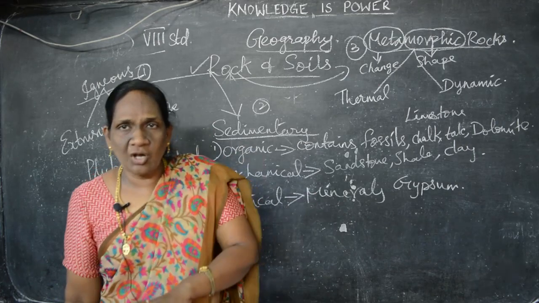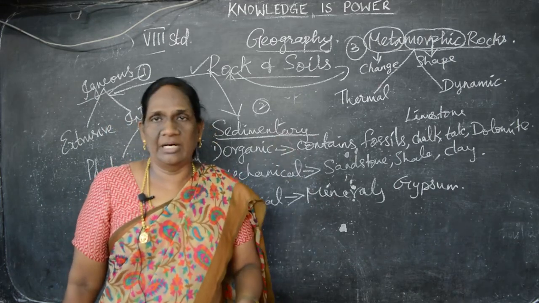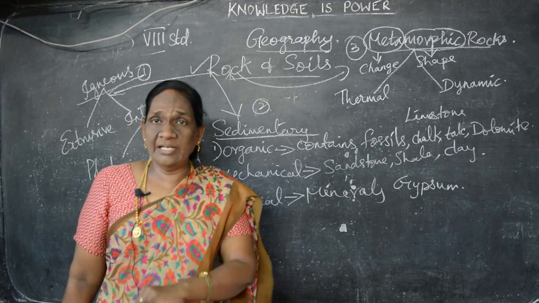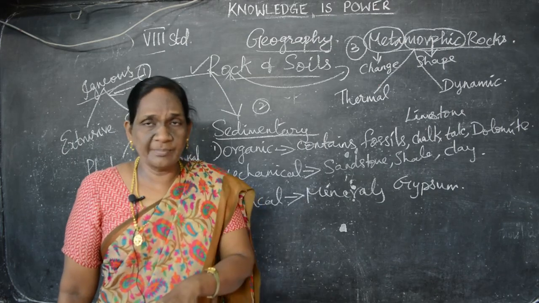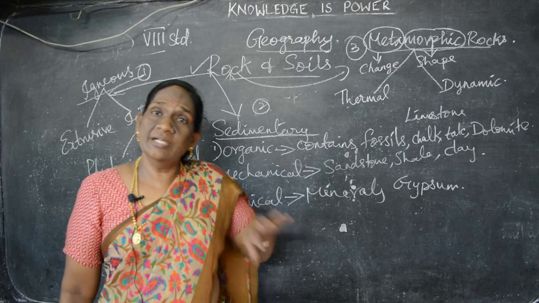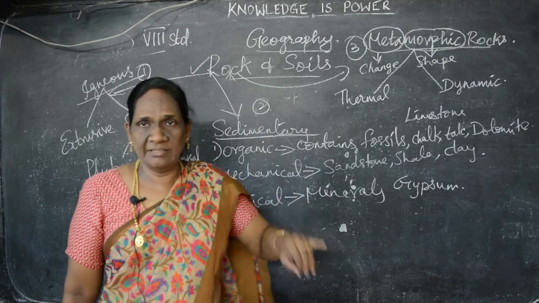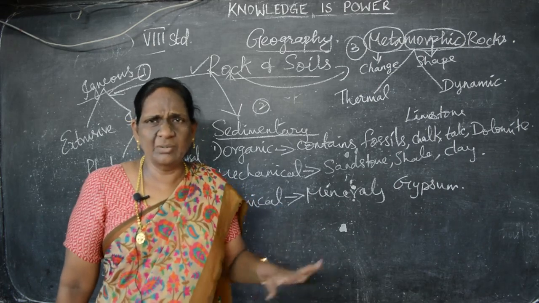It changes the characteristics of igneous rocks and sedimentary rocks. The igneous rocks, we saw, are formed from molten magma and volcanic eruption. Sedimentary rocks, we saw, settle down through the rivers and waterfalls.